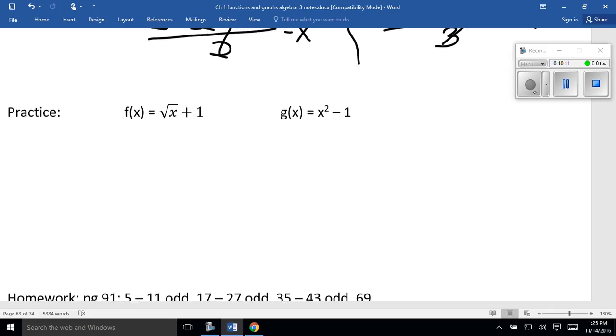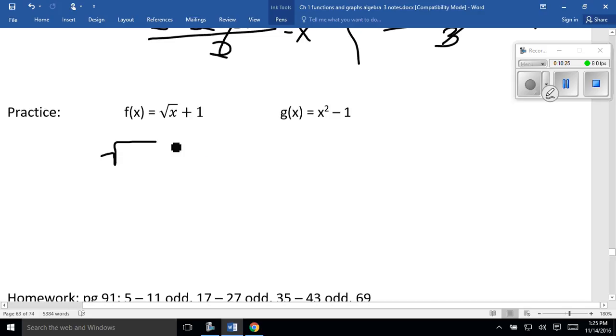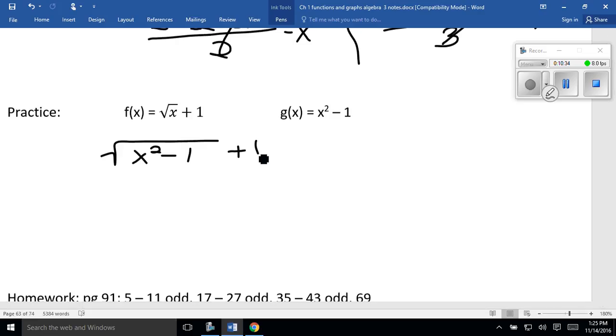So you're going to take the square root of x squared minus 1 plus the 1. That's minus one, it's a negative. So it's going to be no. Does anything cancel? No, nothing. So it's just plain no.